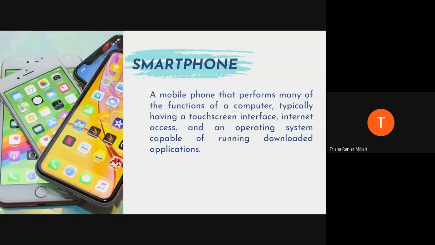Before we go into what a smartphone is, let's take a quick look at its history. The tech company IBM is widely credited with developing the world's first smartphone, nicknamed Simon, in 1994.